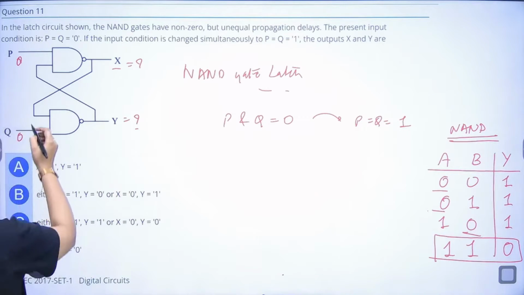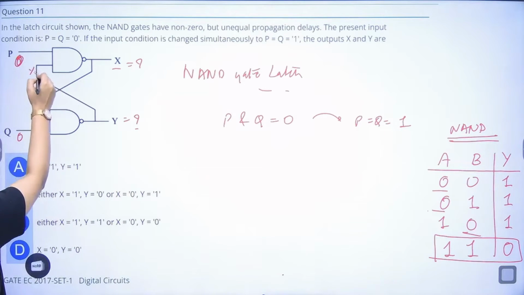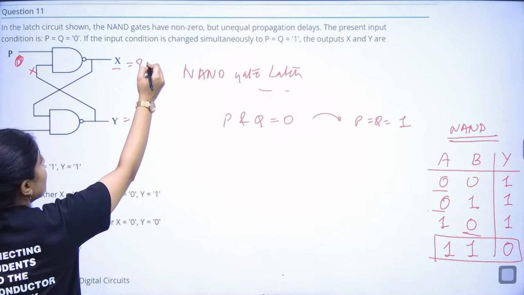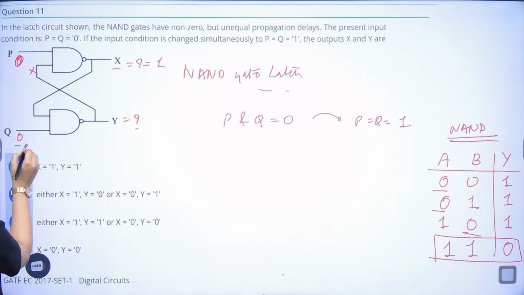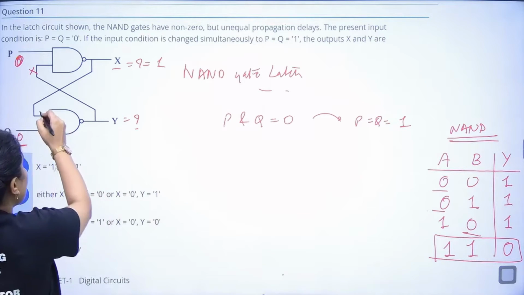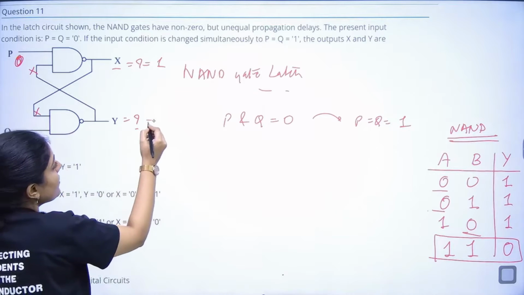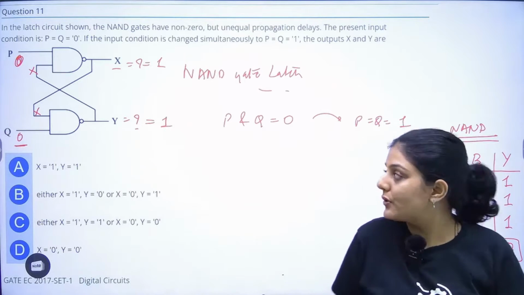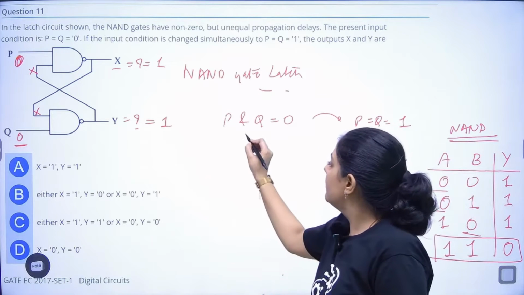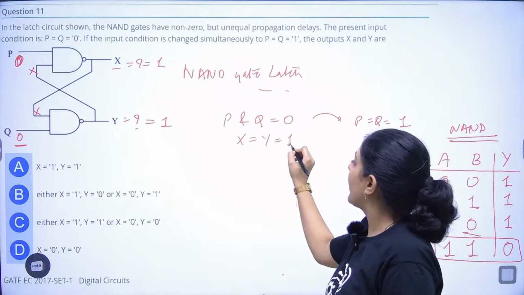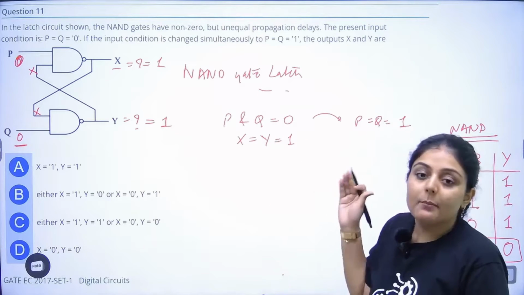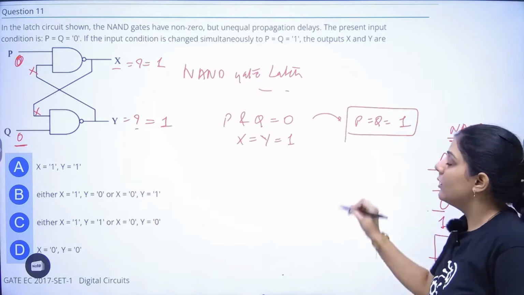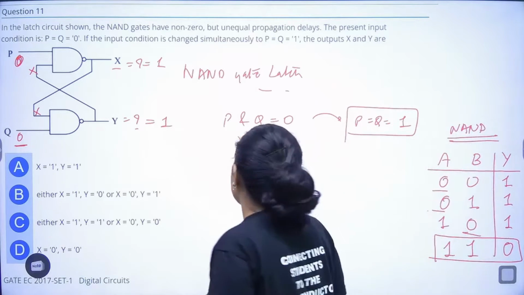If this input is 0, it does not matter what the next input is, this X is going to be 1. And similarly, if this Q is equal to 0, it doesn't matter what the other input is, it is going to be 1. So we know that if P and Q are equal to 0, X and Y will be equal to 1. But they are saying P and Q are 0 and the situation changes to P and Q equal to 1. So now in this case, what is going to happen?